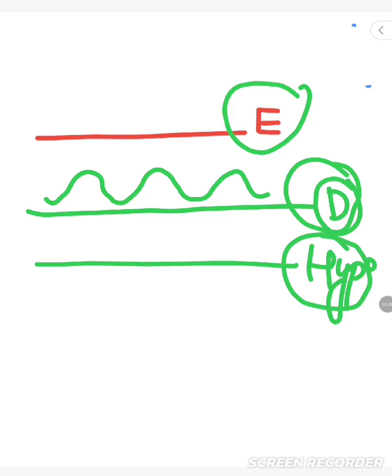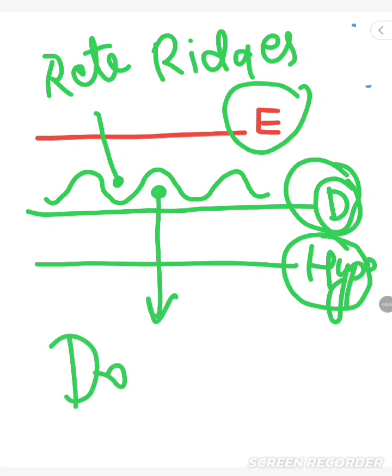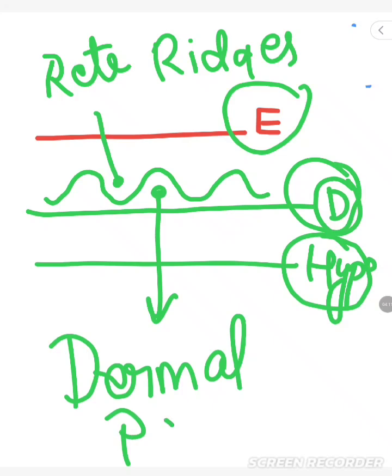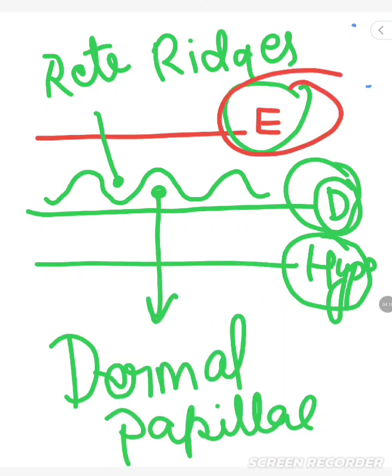This junction is known as basement membrane, and this part is known as rete ridges, and below this part is known as dermal papilla. And when we talk of epidermis, this epidermis again has layers that we will study in the next video, the layers of epidermis.